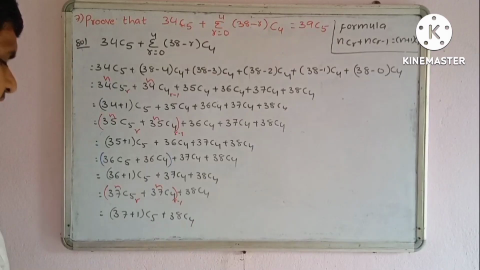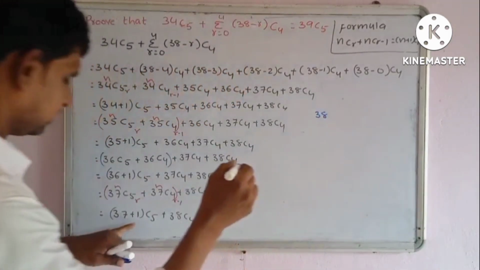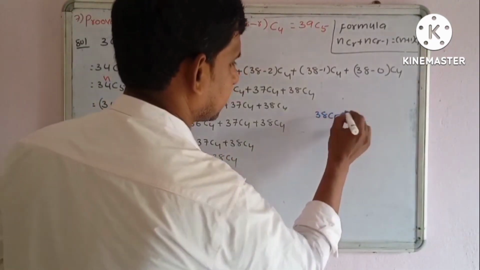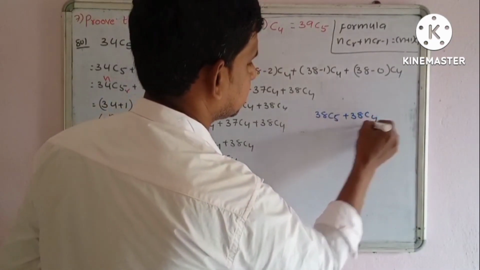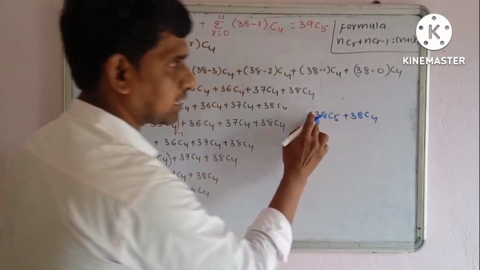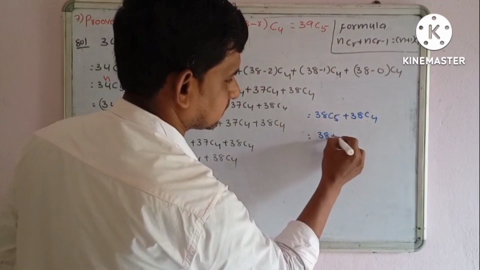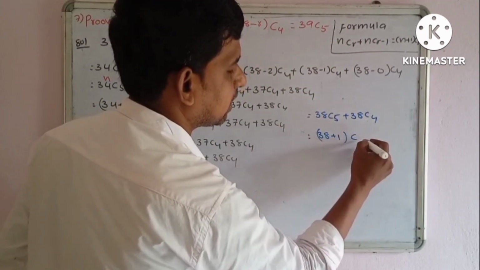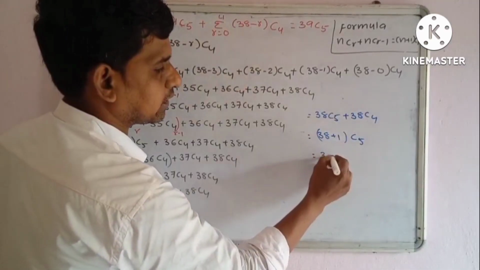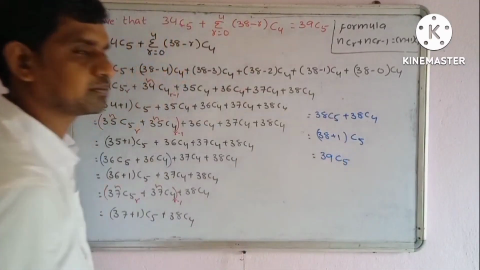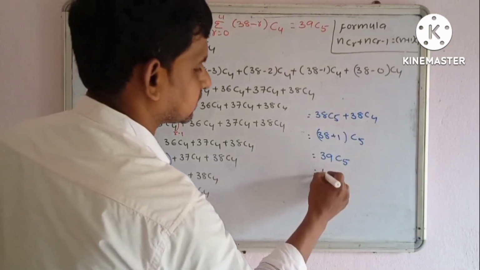Next, 37 plus 1 is 38, so 38C5 plus 38C4. That equals, nC(r minus 1), so (n plus 1)Cr with r is 5. So 38 plus 1 is 39C5, which equals the RHS.